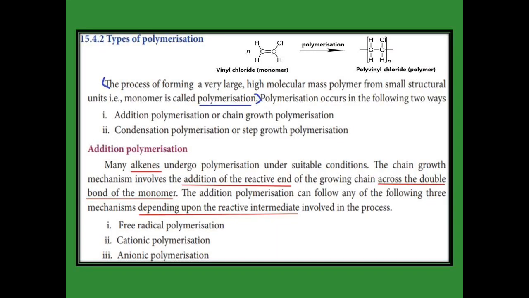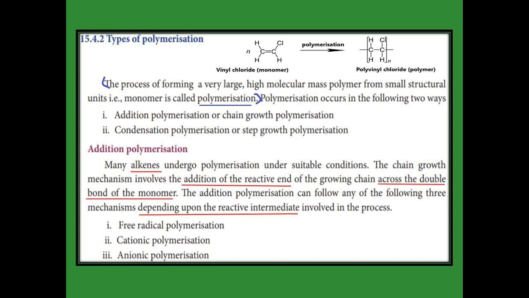When small structural units, called monomers, are joined together, they form a very large, high molecular mass polymer in a long chain manner. This process is called polymerization. Polymerization occurs in two ways: one is addition polymerization, another one is condensation polymerization.